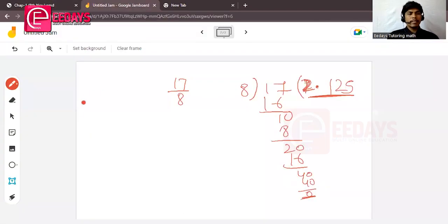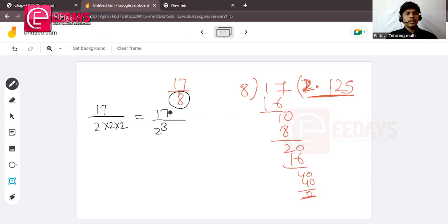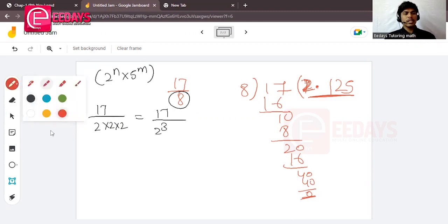Let's do it here. 17 by 8. First observe the denominator. What is the denominator? 8 is there. 8 we can write as 2 into 2 into 2, so that is nothing but 17 by 2 cube. Now what is the format for decimal expansion? 2 power n into 5 power m. Here only the 2 term is there. There is no 5 term. So that's why we have to equate by multiplying 5 cube and dividing with the 5 cube.